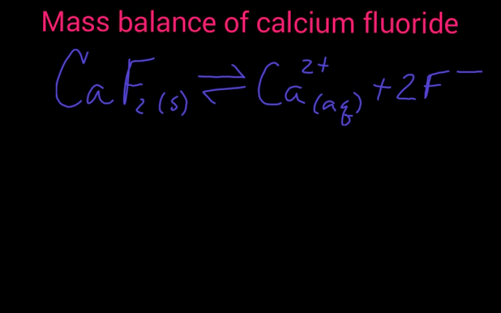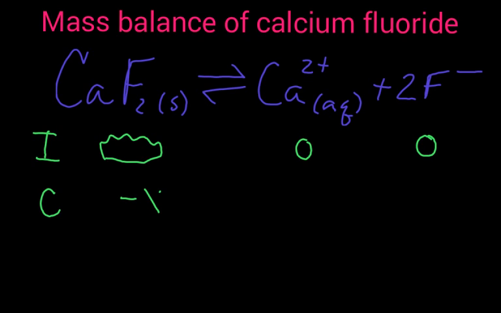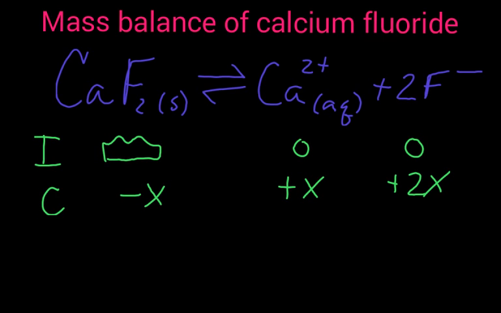If we have this calcium fluoride in solution, initially we just have some mass of calcium fluoride, because it's in the solid state, and it's in equilibrium to form some calcium 2 plus and some F minus, but initially we don't have any calcium 2 plus or any fluoride anion. Then we have our change, and remember that for every 1 mole of calcium fluoride, we're going to form 1 mole of calcium 2 plus and 2 moles of our fluoride anion. I think this change is what will really help you understand the mass balance.